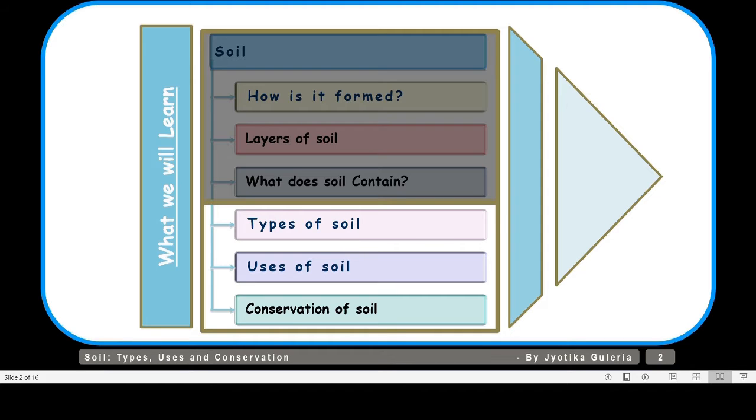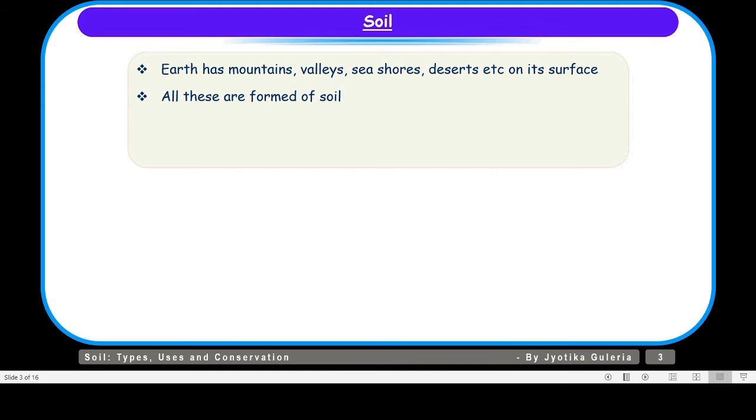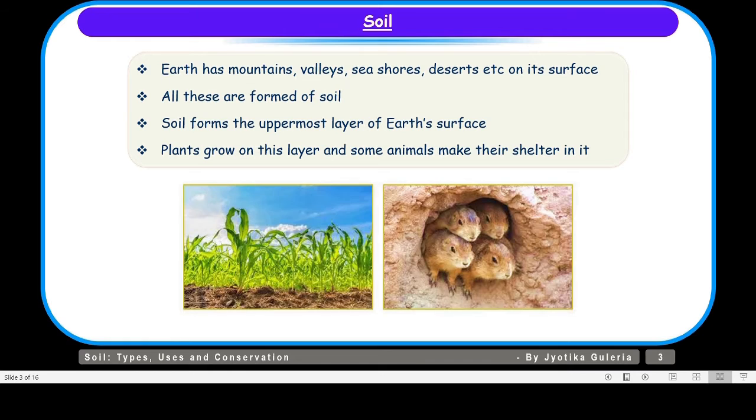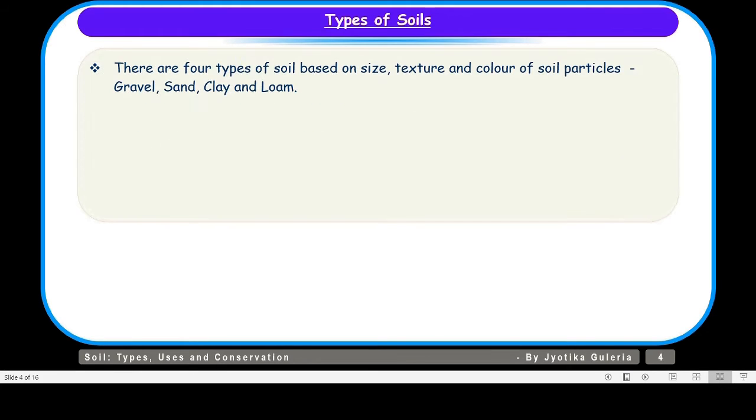So let us quickly recall the physical features of the earth. We know that earth has mountains, valleys, seashores, deserts, etc. on its surface, and all these are made up of soil. Soil forms the uppermost layer of the earth's surface. Plants grow on this layer and some animals make their shelter in it. So that means soil is the uppermost layer of the earth's surface where plants grow, and soil is home for many animals.